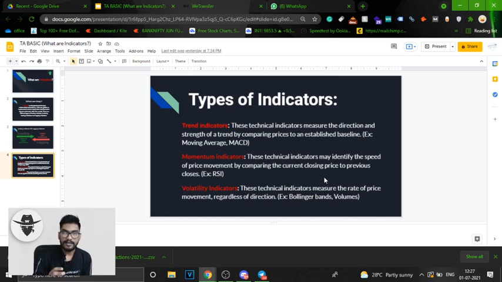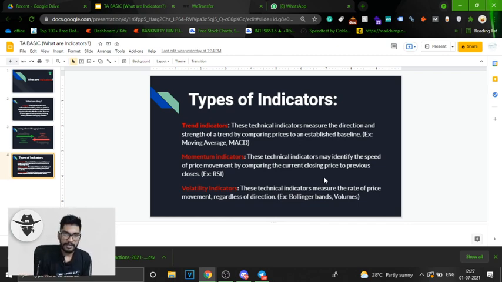Now, these trend indicators help you to understand if there's a bullish trend, is the bullish trend strong enough that you can enter into it for a long position? Similarly, if there's a bearish trend, is the bearish trend strong enough so you can enter into that? Moving average and MACD are very good indicators that I personally recommend, and we will get into how to use them in the coming episode.